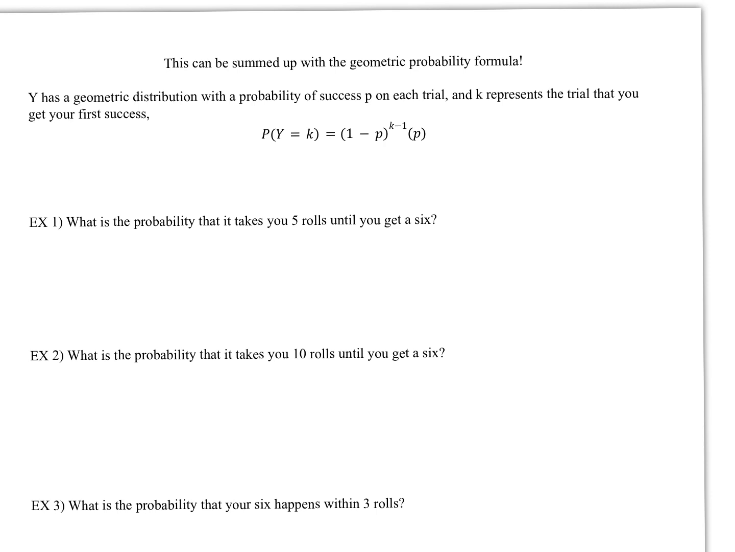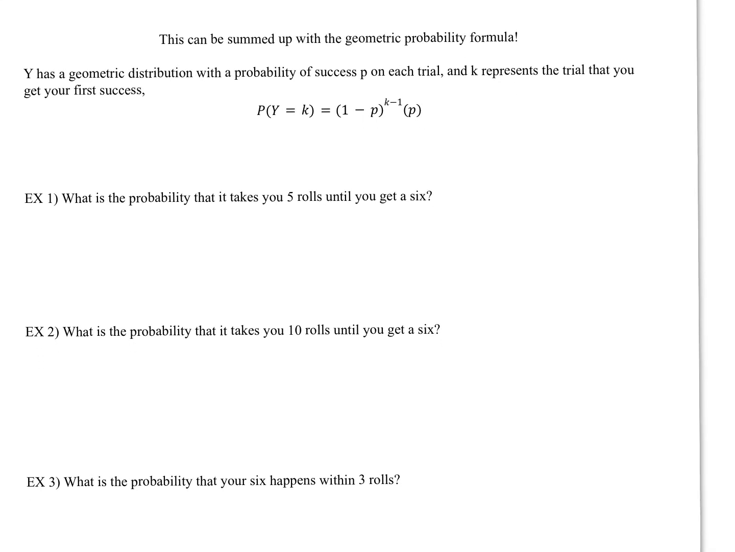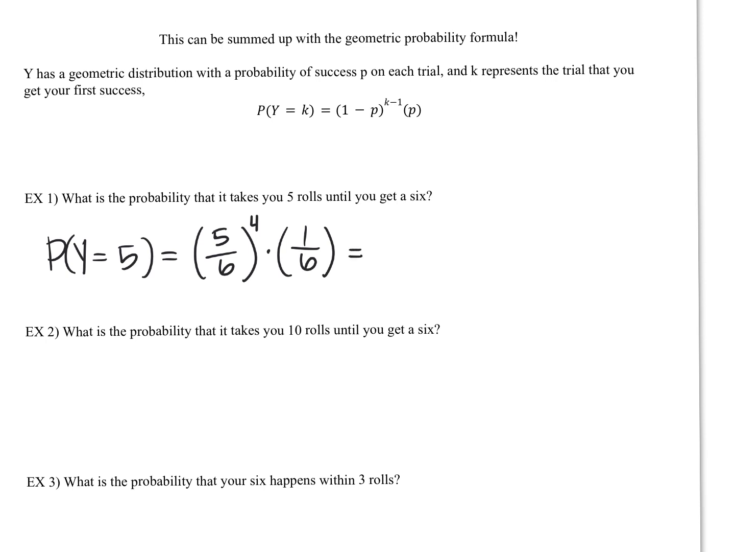So using our dice example, what's the probability it takes you 5 rolls until you get a success? So that's the probability that y equals 5. We already know that the probability of failure is 5/6. So our first 4 rolls were failures times our last roll that was a success. And we get 0.0804.